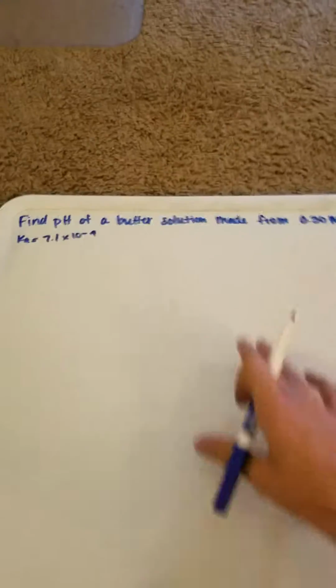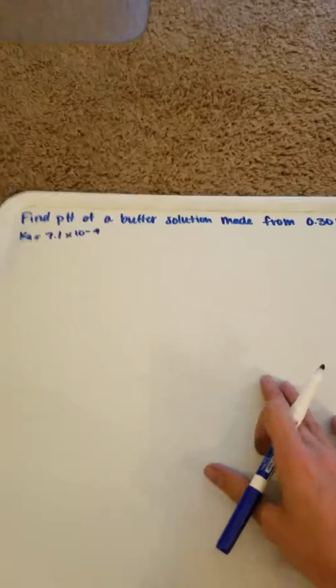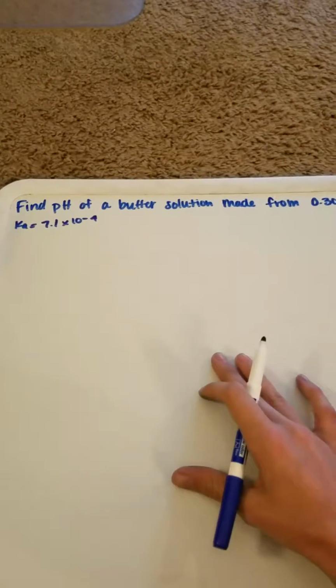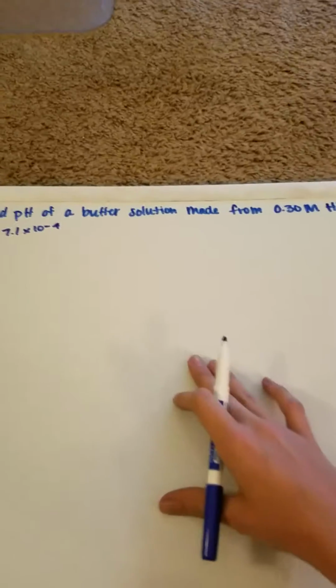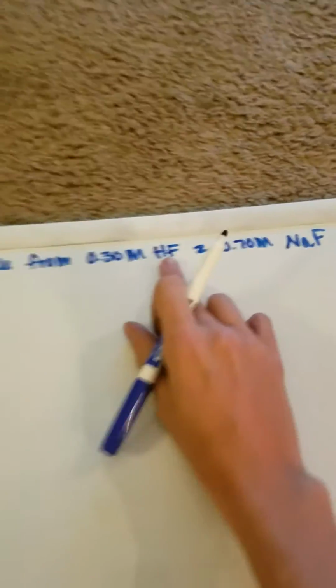So the whole purpose of using a buffer solution is to resist changes in pH. Typically our buffer solutions are composed of a weak acid, which in this particular example is HF, and its conjugate base, which in this example we're told is NaF.